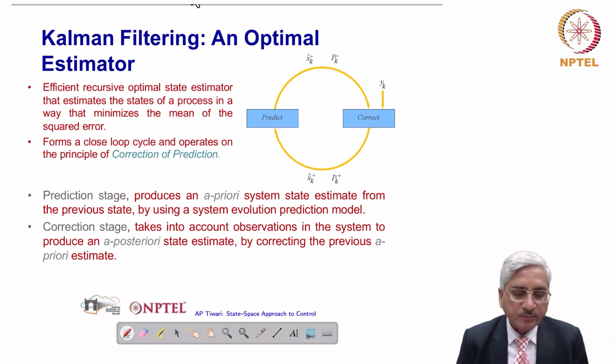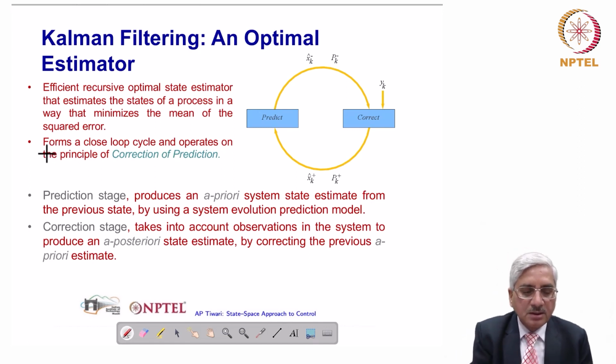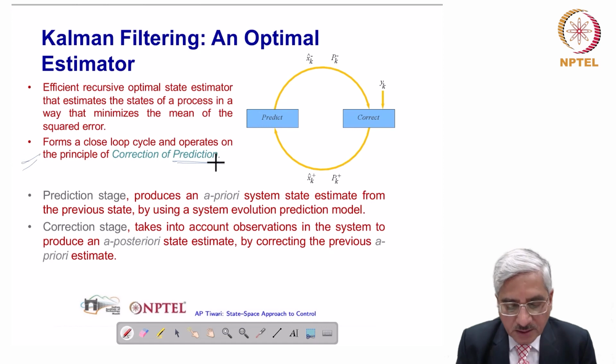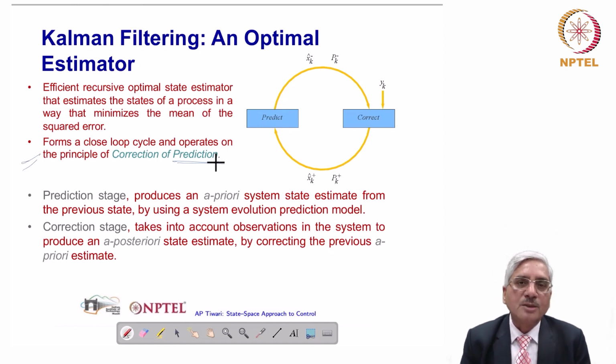That is one thing. However, the main thing is this, that it first predicts the state of the system and then applies correction to that predicted state to get the corrected state. And this correction is applied so as to minimize the square of the estimation error that we saw.